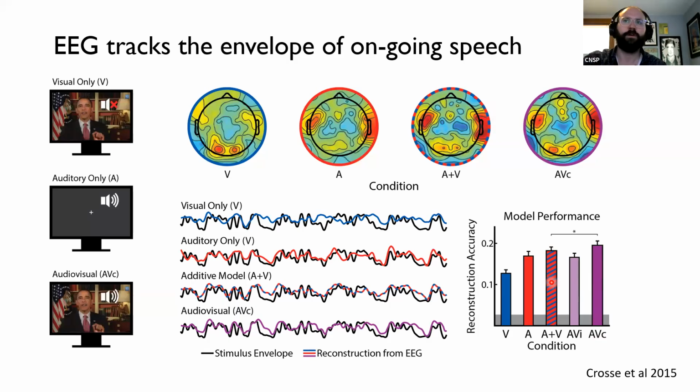So we've got an A plus V decoder that can't predict audio-visual data as well as an audio-visual decoder, indicating that there's some sort of nonlinear process going on in there that's only captured by the audio-visual decoder. And the improvement of this performance we take as evidence of audio-visual integration.